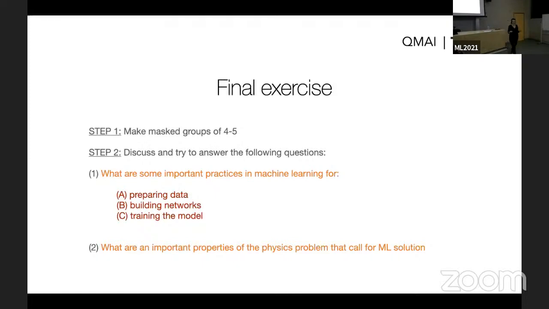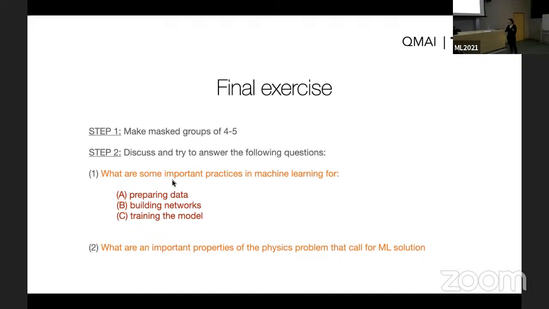But before we finish, I just want to wrap up with you telling me what you have learned. So now you will not have discussion groups to figure it out, but I hope we can make it work anyways. There were two super important messages: what are some important practices for doing this basic workflow in machine learning, and what are the important properties of the physics problem such that machine learning is a solution to it and not just a proof of principle of using machine learning.